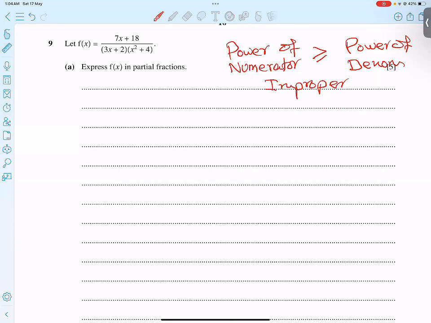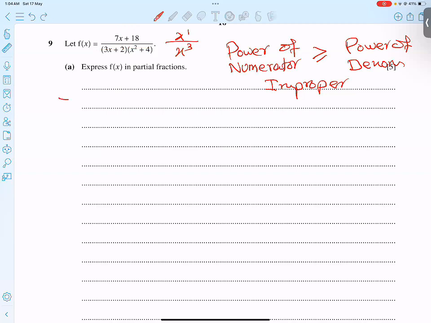So this is clear. But check it here. The highest power on top is x to power 1 in the numerator, and in the denominator we get x to power 3. So this is proper and there is no need for long division. I can start directly. But let's say if x power 3 is on the top, then I have to go for long division. First multiply the denominator, then long division, and then convert to a proper fraction.